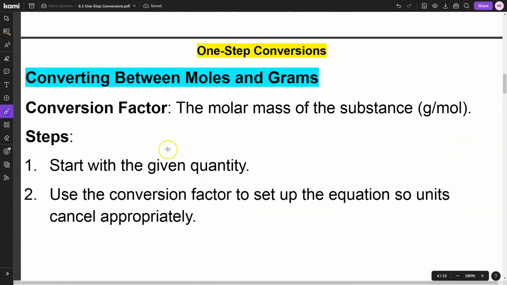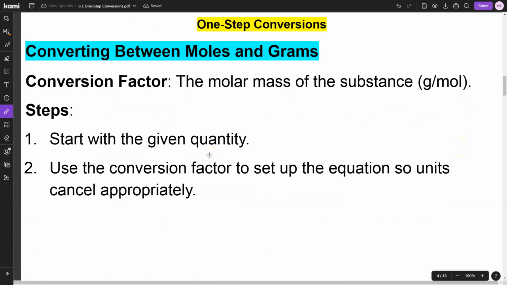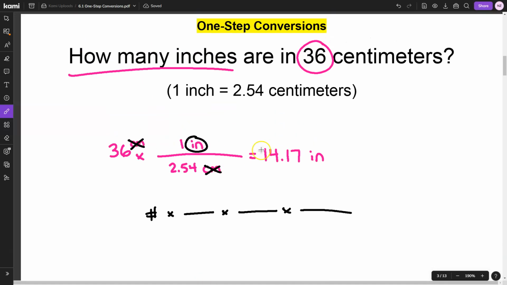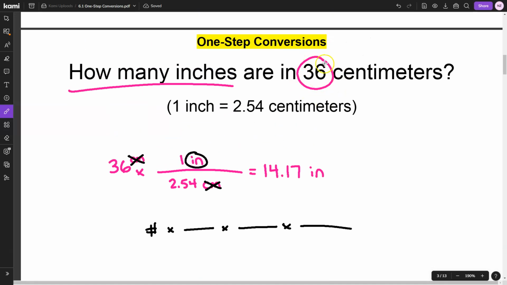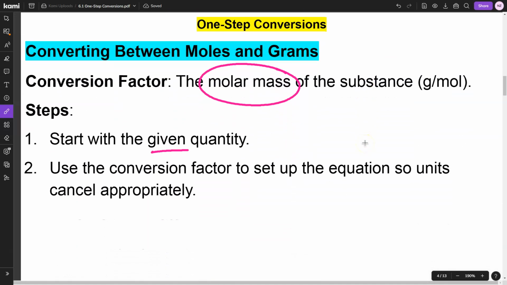Okay, so we're going to go through several cases of one-step conversions. We're going to start by converting between moles and grams. And when we do that, we're going to use the molar mass as our conversion factor. So we always start with the given quantity, which is the number provided in the problem. In our last example, our given quantity was 36 and the units were centimeters. And then we use the conversion factors to set up the equation so units cancel appropriately. So we always want to make sure our units are diagonal from each other so they cancel out.